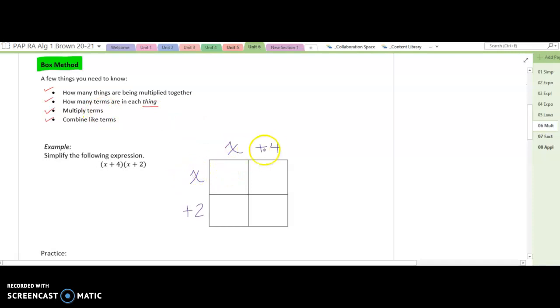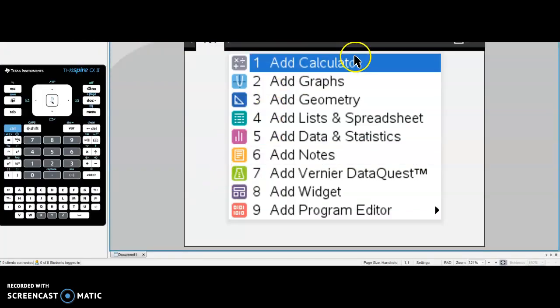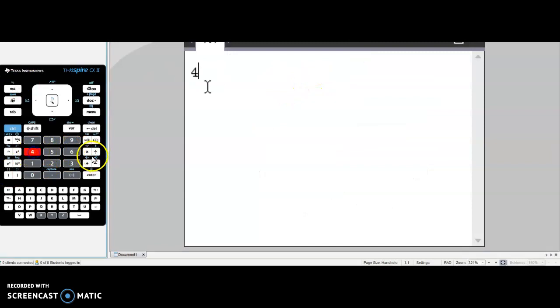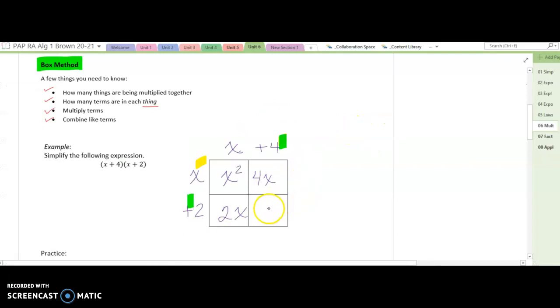So then we are going to multiply x times x, and when we do, we get x squared. And then we multiply 4 times x, and we get 4x. All right, and then we multiply x times 2, and we get 2x. Okay, and then we multiply 4 times 2. Oh gosh, today is one of those days we may just need to use our calculator. 4 times 2 is 8. All right, so this is going to be a positive 8.